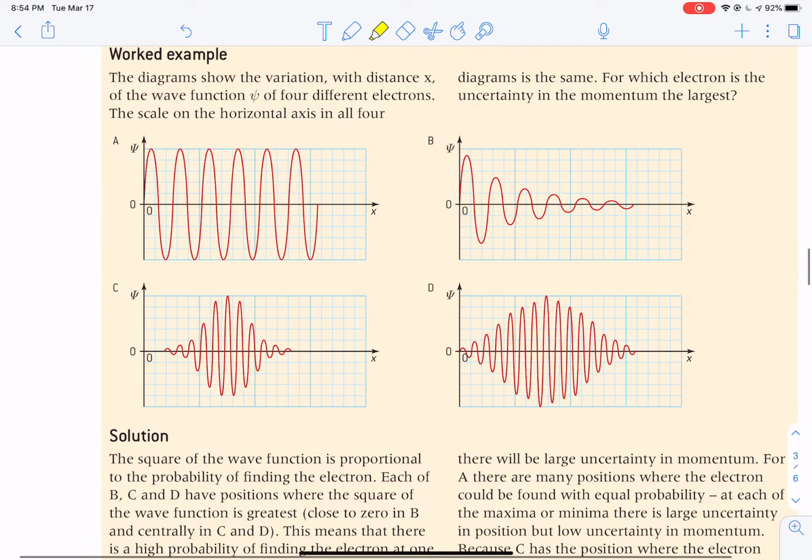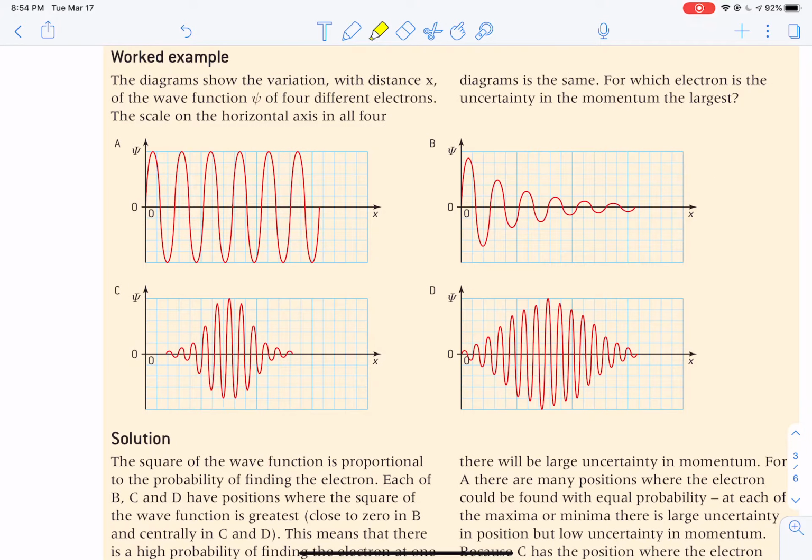Good question here. The diagrams show the variation of distance x with a wave function psi of 4 different electrons. The scale on the horizontal axis in all 4 diagrams is the same, so we can compare the different graphs, which is nice. It says for which electron is the uncertainty of the momentum the largest. Now, it's asking for uncertainty in momentum. You might be tempted to think it's saying the greatest uncertainty in position.